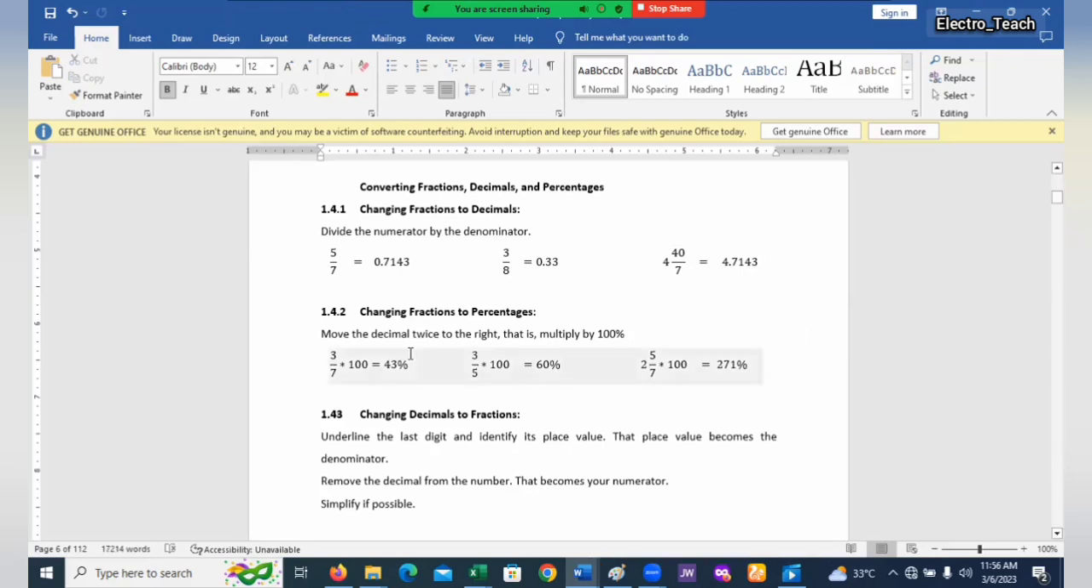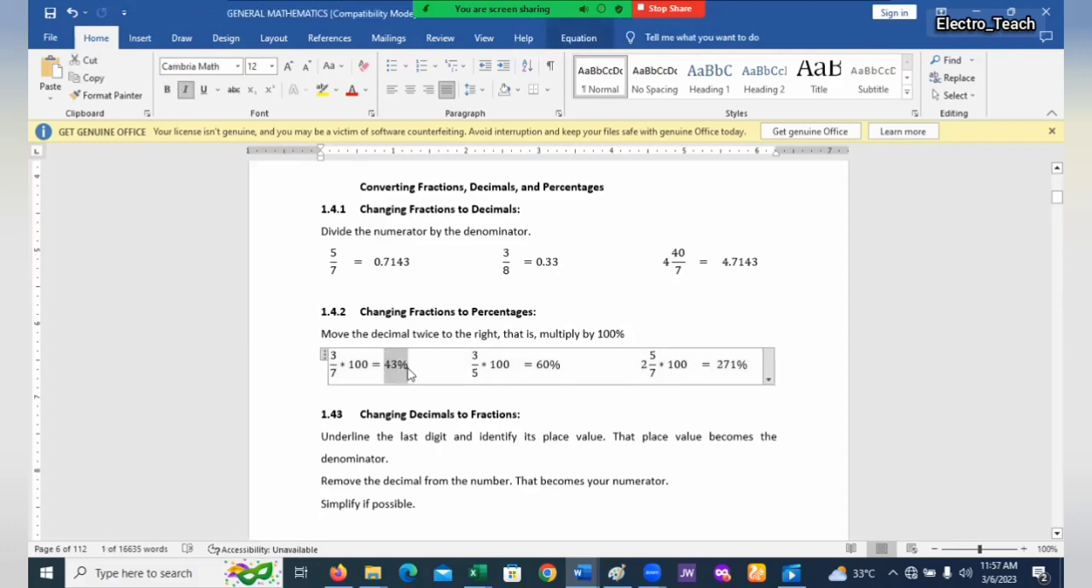Now, what about converting fractions to percentages? Converting fractions into percentages is also very interesting. What we do is multiply the fraction by 100, and then you add the percentage sign to the answer. So let's look at this example, how we got 43% here. Now we have 3 over 7 times 100. If you want to multiply it out, we have 300.